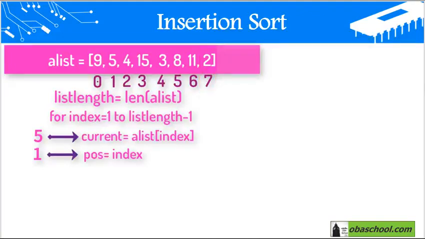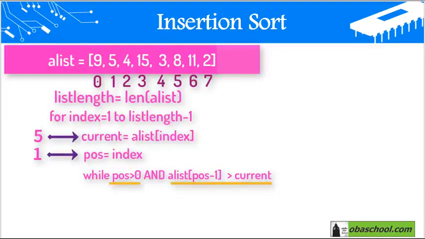Then we will continue to the while loop to compare the numbers. In while, we have 2 conditions that must both be true to enter the while loop, else the loop will end and return to the for loop. While pos is greater than 0, we mean that the position, which we said is equal to 1, is greater than 0. It's true, so we will move to the next condition.